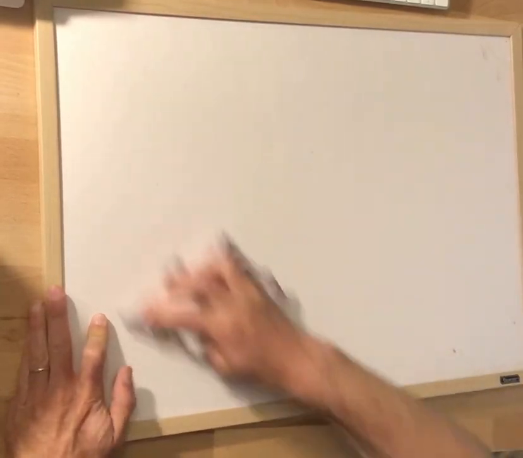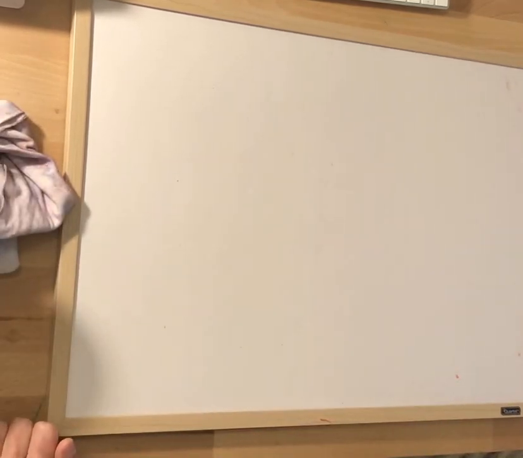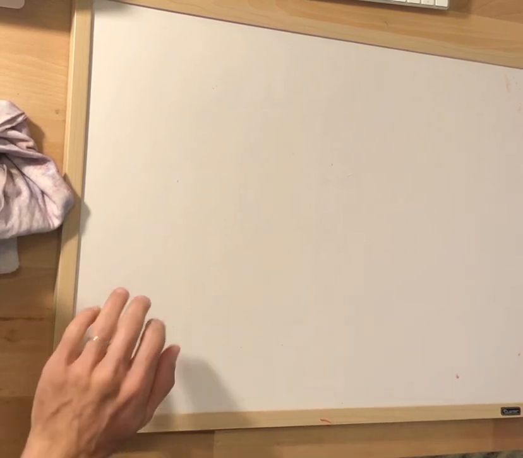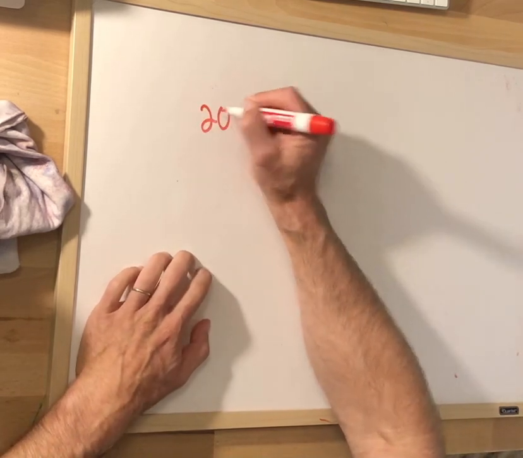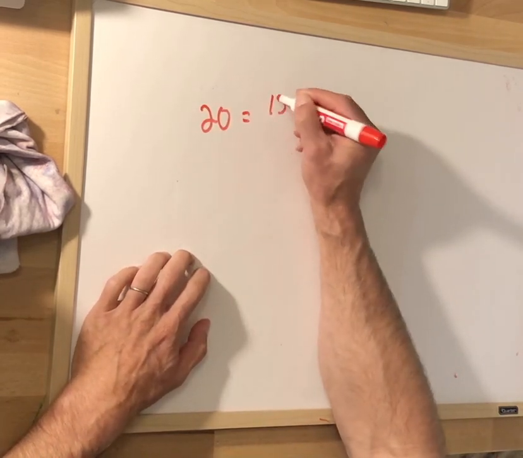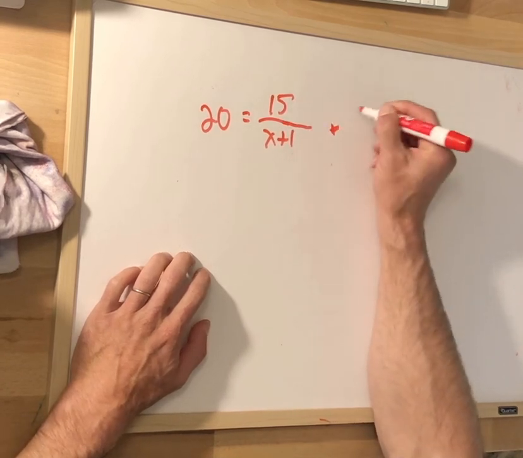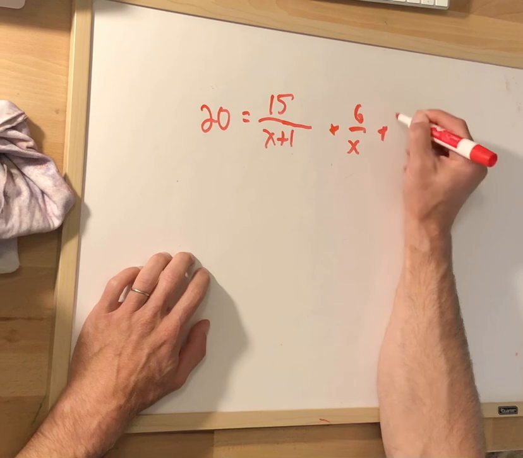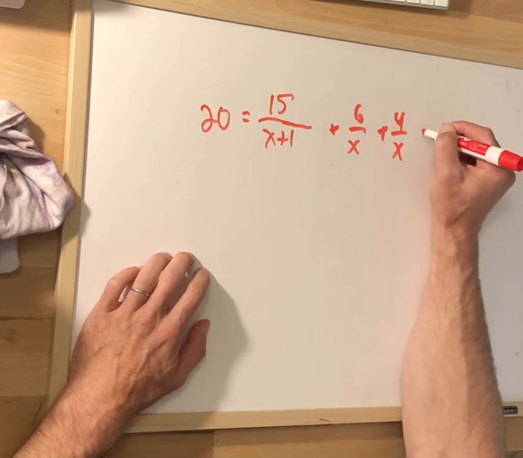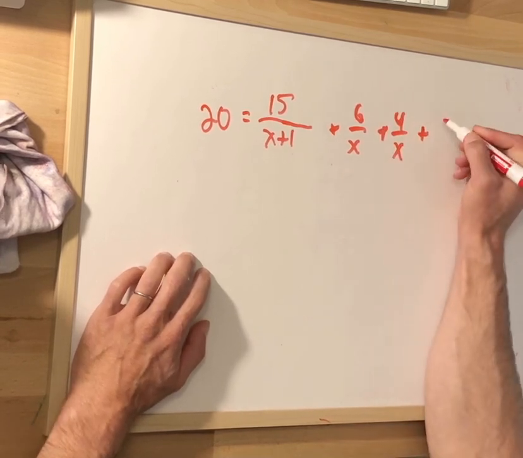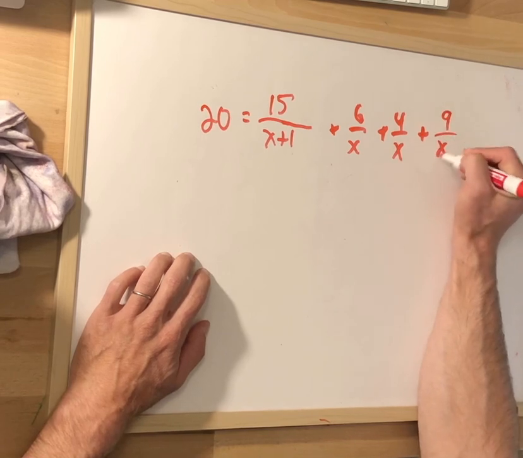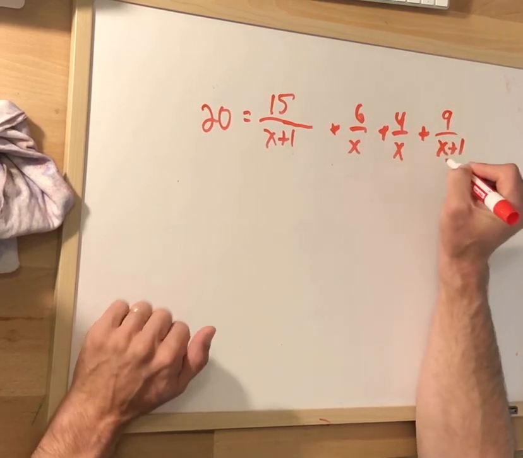All right, that was 18. Number 19. You just have to figure out the bottom side. It's set up like this. The perimeter is 20. So if you took all the sides, which is 15 over x plus 1, plus 6 over x, plus 4 over x, plus 9 over x plus 1, I'm going to add all of these together.